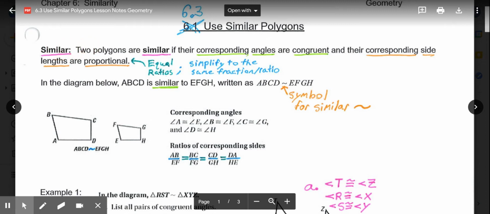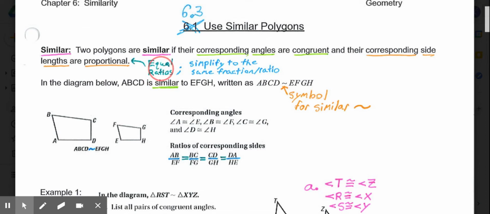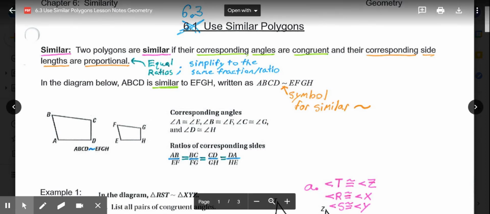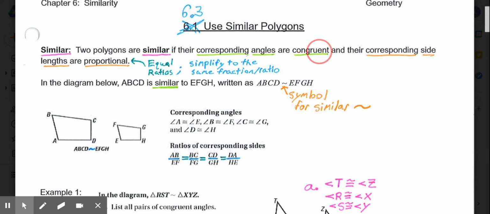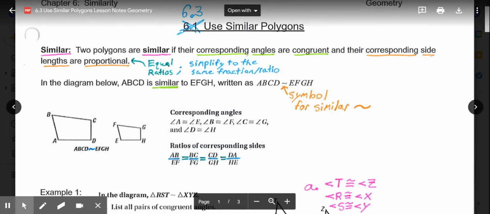Similar can be defined as two polygons are similar if their corresponding angles are congruent and their corresponding side lengths are proportional. And we have been looking at proportions, meaning equal ratios. So you would simplify the fraction to see if they have the same fraction or ratio between them. And we'll explore that idea as we go through the notes. So to be similar, corresponding angles are congruent, same measure. Corresponding side lengths are proportional.